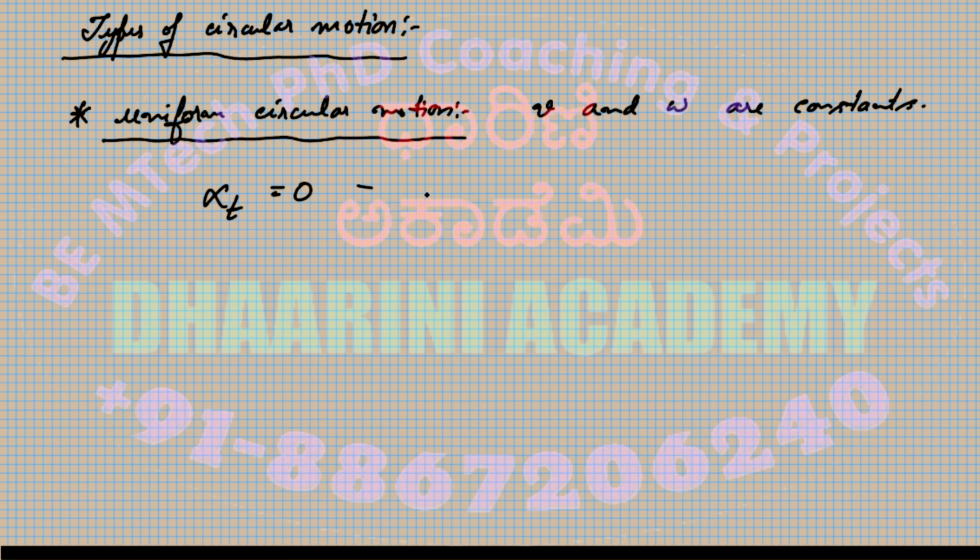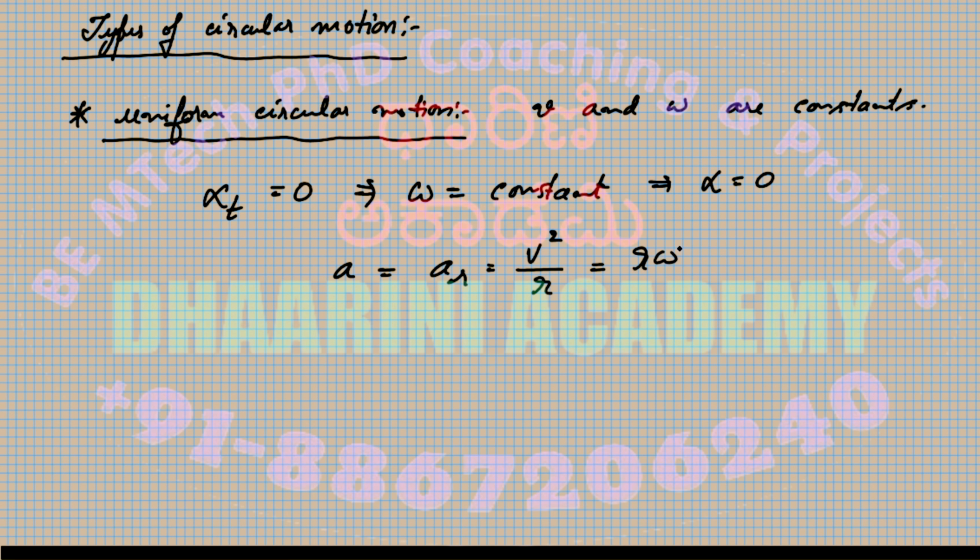So what happens to omega? Omega is equal to a constant. Now, v is a constant because of which alpha t becomes 0. When alpha t is 0, omega becomes constant. So what happens to alpha? You see alpha is equal to 0. So what happens to a? A is equal to ar. A is only one component, that is ar, which is v square divided by r. Otherwise, you can also write r into omega square.